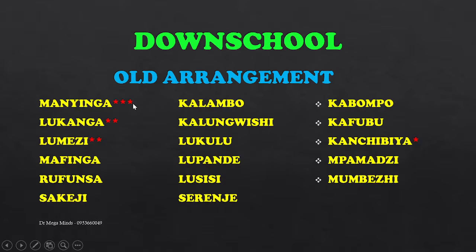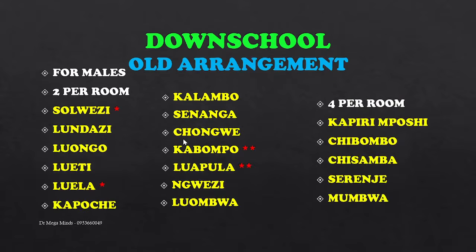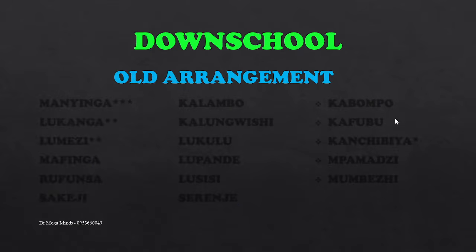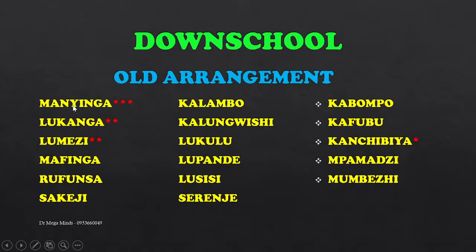What makes it good is that it is the nearest down-school hostel for males, apart from the other ones which I mentioned. Luapula and Kabompo are the only two hostels which used to be connected to the genset at first, and they are close to the Wi-Fi. They are nice. The nearest hostel after those is Manyinga. The way they are arranged, there's Manyinga, then Lukanga, Lumezi, Mafinga, Rufunsa, Sakeji. This one is the furthest.